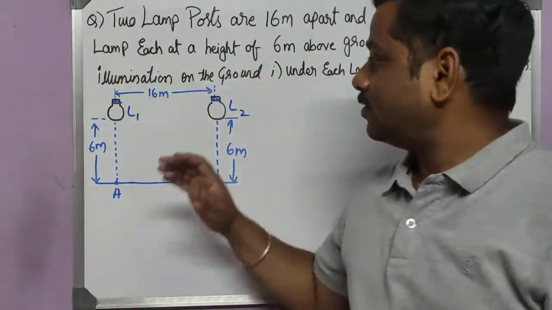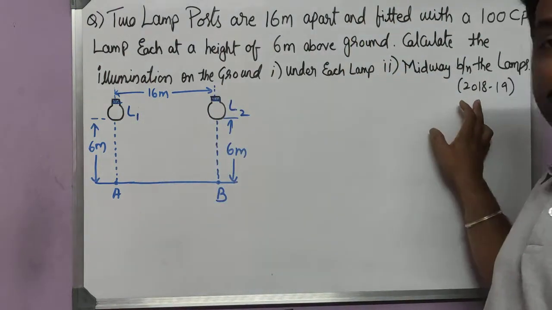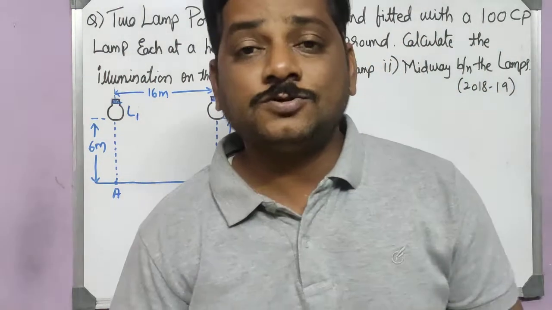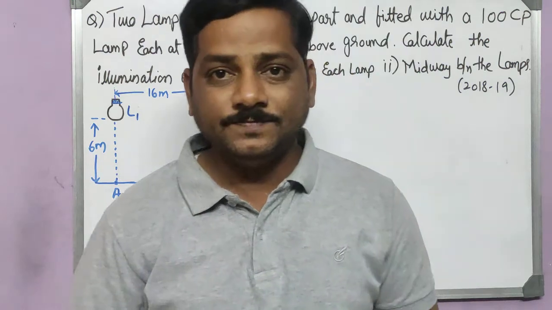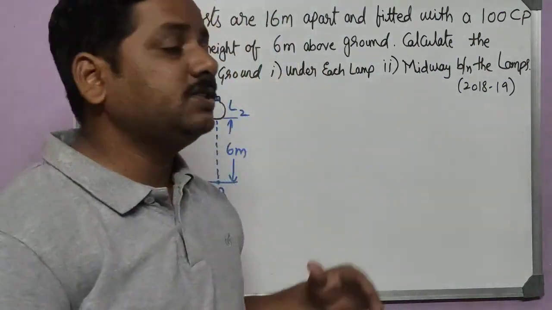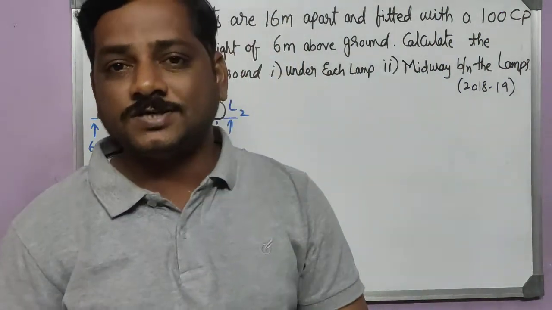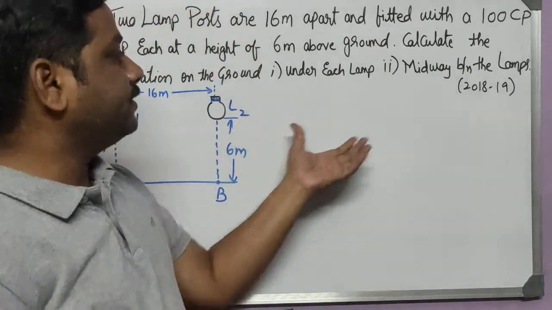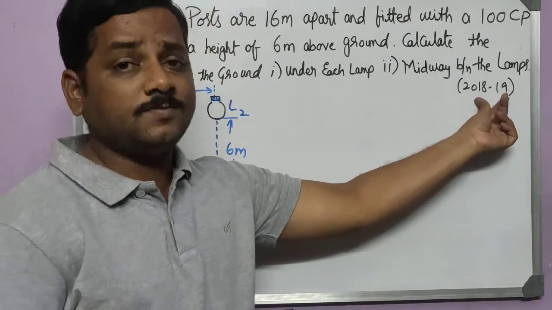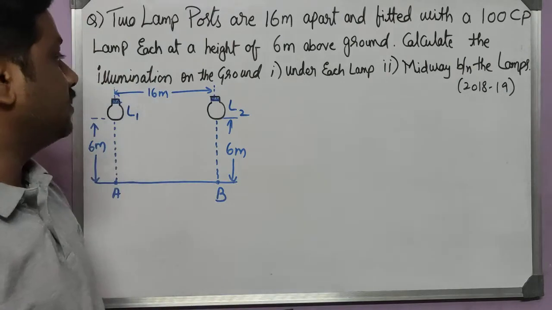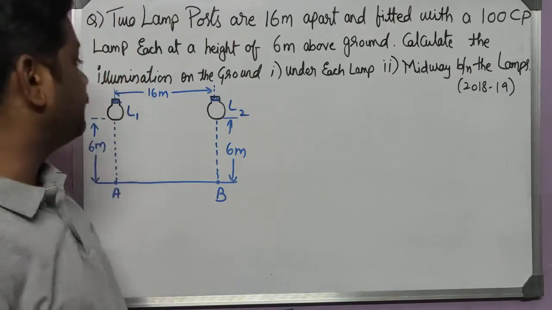Today, let us take one more question from the year 2018-19. This question is going to talk about the illumination. Illumination is the second module in the subject utilization of electrical power. So here, I have taken from the same year so that you can continue with the previous videos.